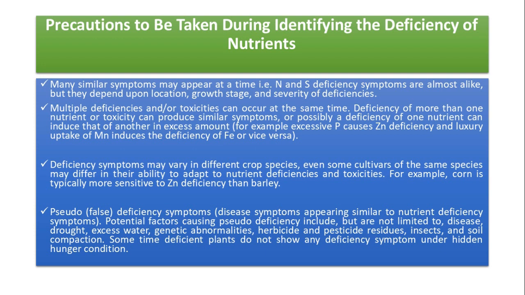Pseudo or false deficiency symptoms are disease symptoms appearing similar to nutrient deficiency symptoms. Potential factors causing pseudo deficiency include but are not limited to disease, drought, excess water, genetic abnormalities, herbicide and pesticide residues, insects and soil compaction. Sometimes deficient plants do not show any deficiency symptoms under hidden hunger condition.